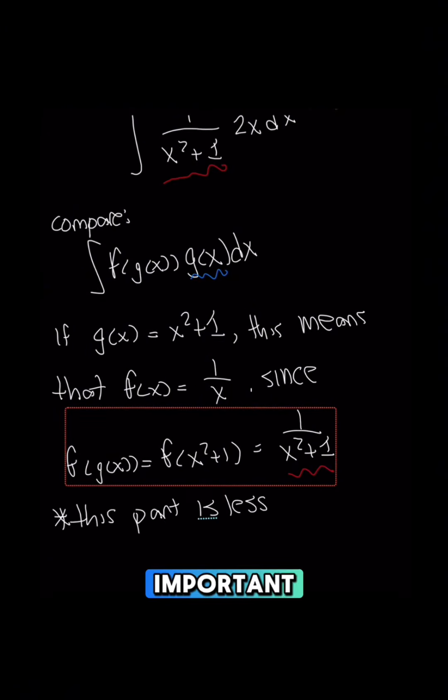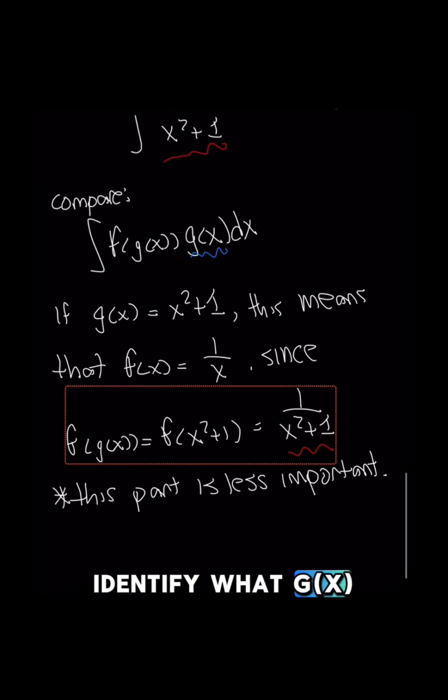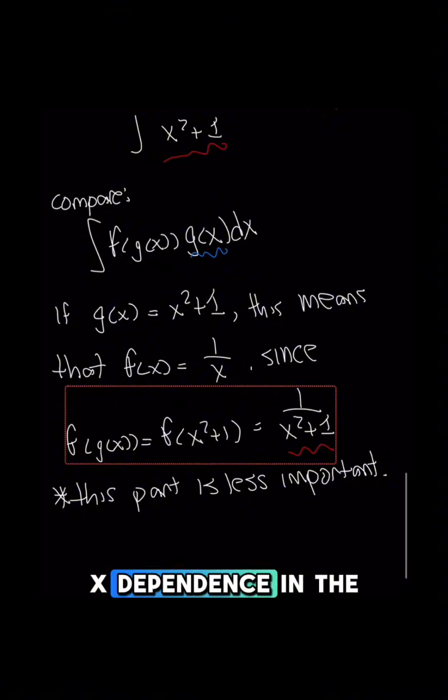This part is less important. We just need to identify what g of x is and try to plug it in and hope that when we plug it in, we get rid of all the x dependence in the integral.